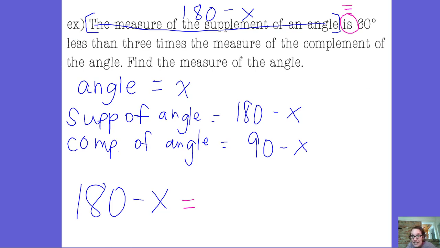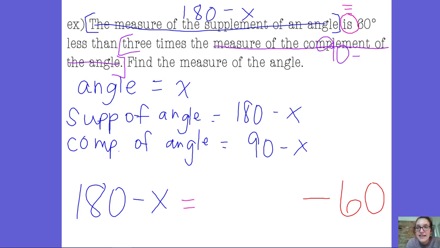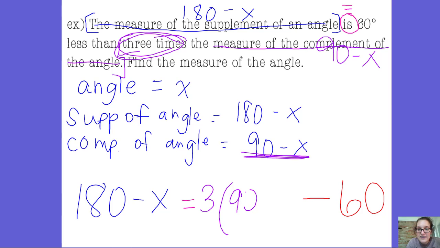60 less than. So that means I'm going to be subtracting 60 from something. So I'm going to leave some space. I'm going to eventually be subtracting 60 from something. Whenever you're subtracting, put it at the end. So I'm subtracting 60 from something. 60 less than, and the next part is 3 times the measure of the complement of the angle. So the measure of the complement of the angle is 90 minus x. But we're doing 3 times that. So we're doing 3 times the measure of the complement, which we know is 90 minus x.